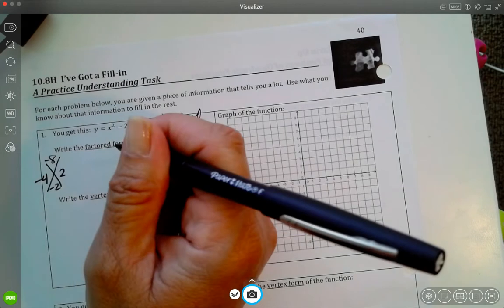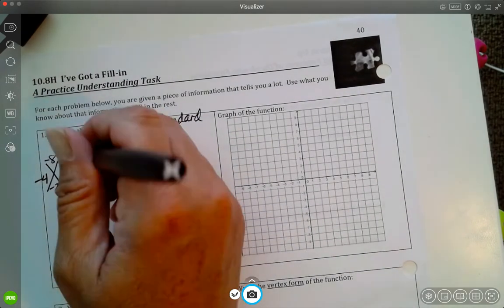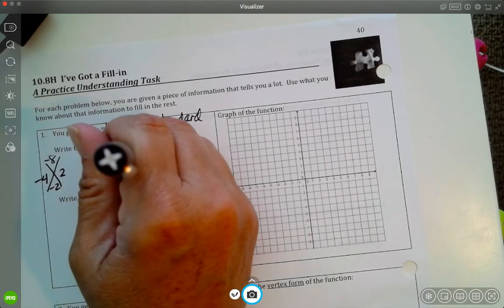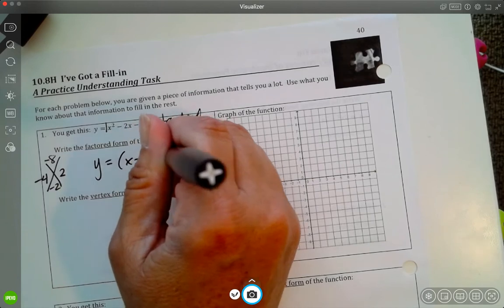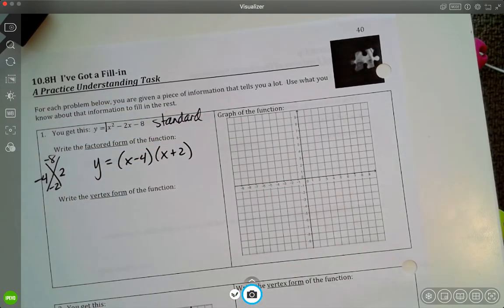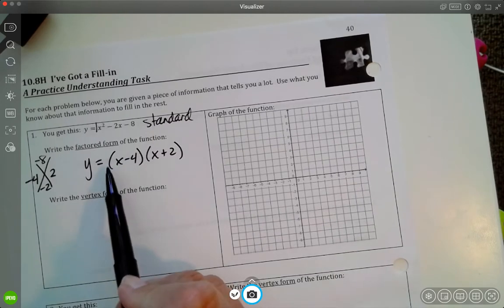Since a is 1 right here, I can go ahead and quickly write y equals x minus 4 times x plus 2 as my factored form. What that does is give us the x-intercepts. What's going to make this 0 is 4.